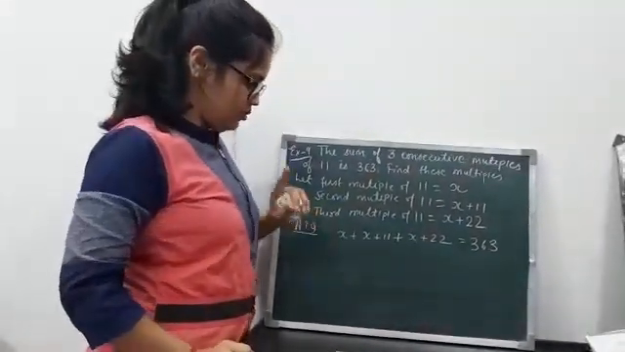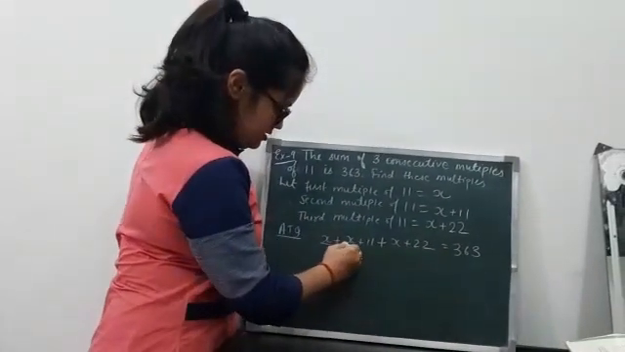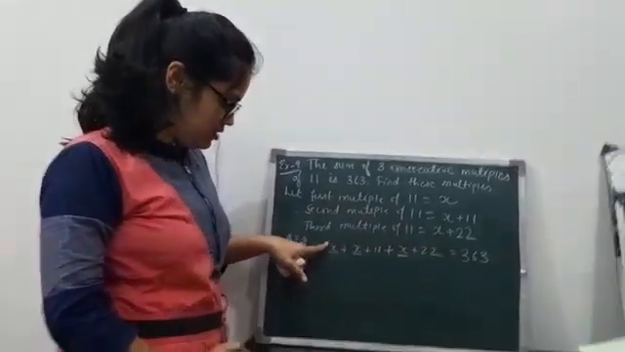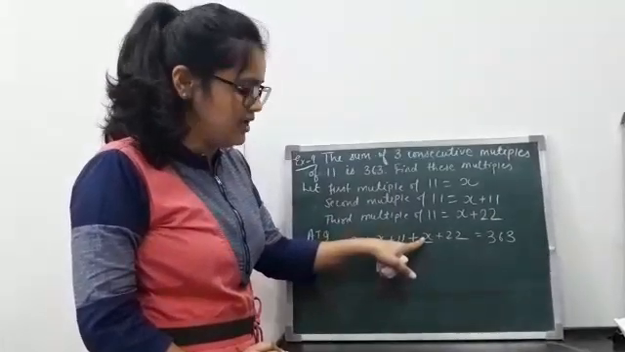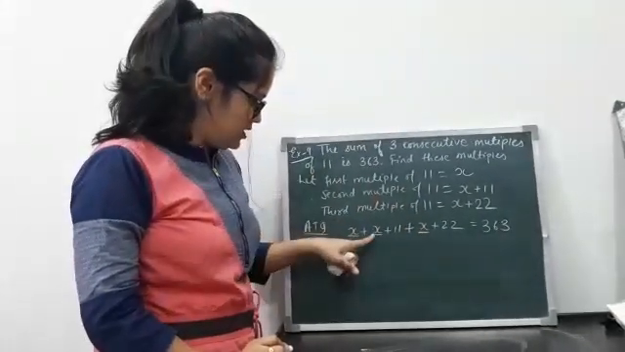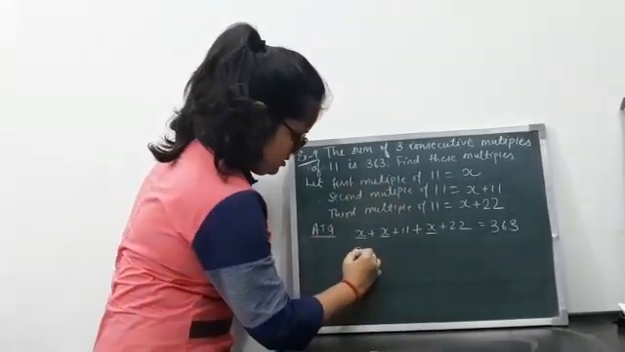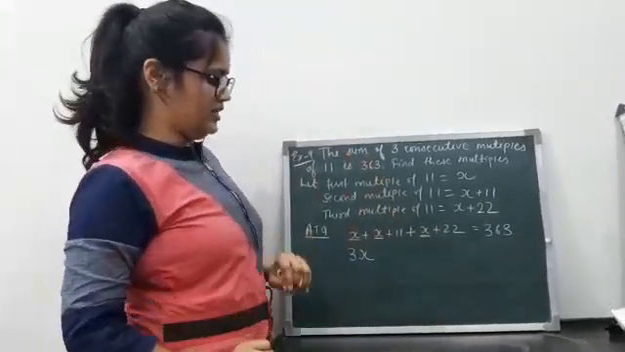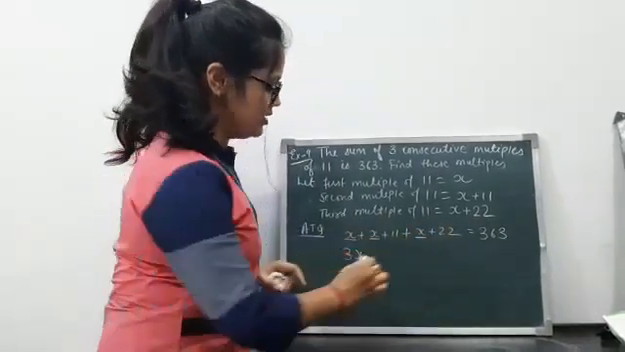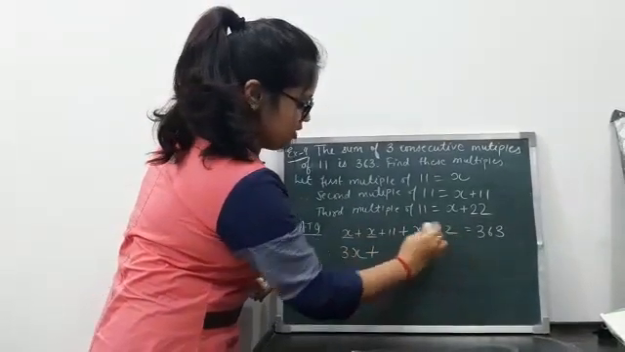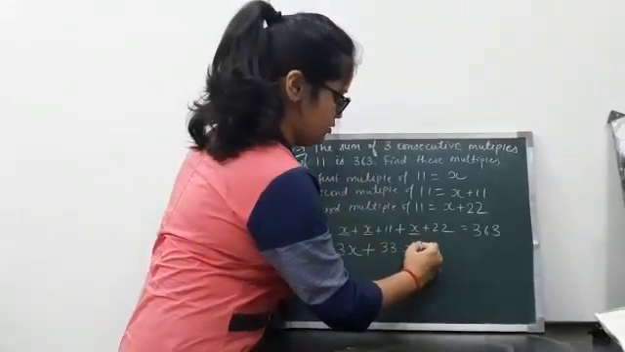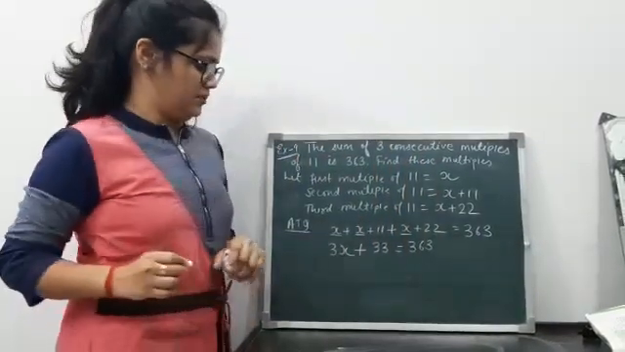Now let's solve the equation. x, x and x: 3 times x is written. Add the coefficients. We do not have any coefficient written with the x, which means the coefficient is considered as 1. 1 plus 1 plus 1 is 3. That means 3x. Now let's add the numbers, the constants. 11 and 22 are the constants. 11 plus 22 is 33. It is equal to 363.